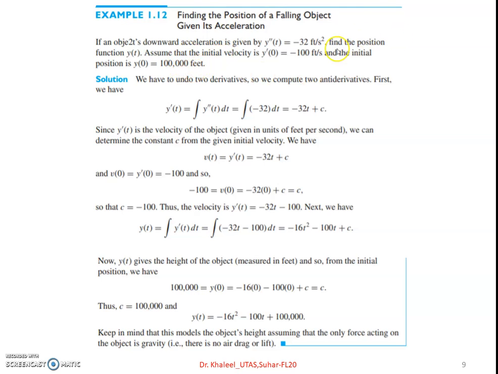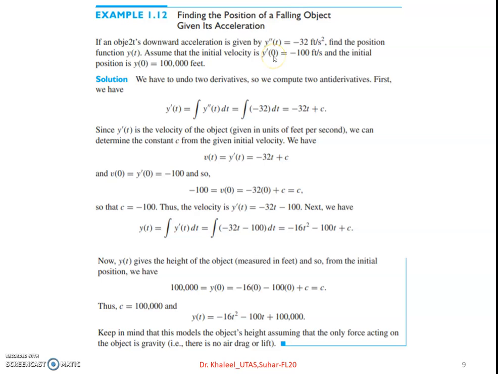Here is another example where you are given the second derivative, that is y double prime t, which is acceleration, and you are asked to find the position function y of t. These values are given: y prime 0 is equal to minus 100, and y of 0 is equal to this. These are used to find the constant of integration c. Since the second derivative is given, if I integrate the second derivative, I will get the first derivative. So I integrate this, I get this, plus c. This c we find using this condition.